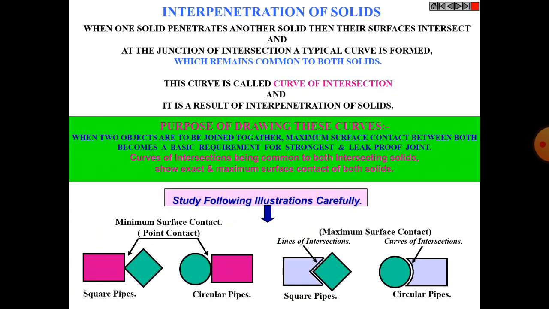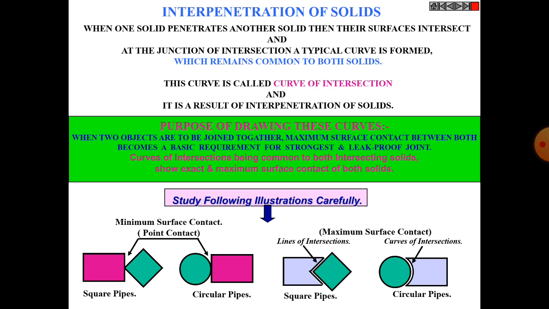When one solid penetrates another solid, then their surfaces intersect, and at the junction of intersection a typical curve is formed, which remains common on both sides. These curves are called curves of intersection, and that is the result of intersection of two solids.